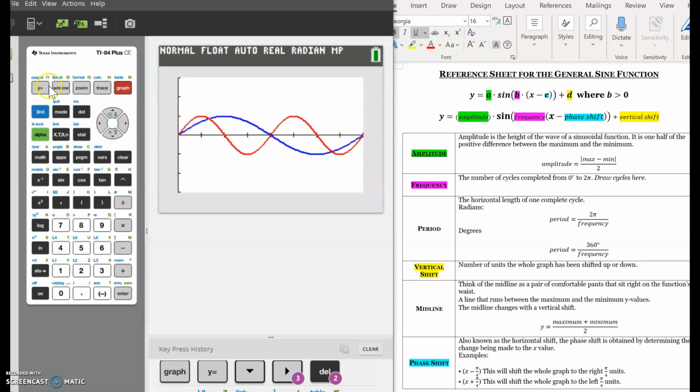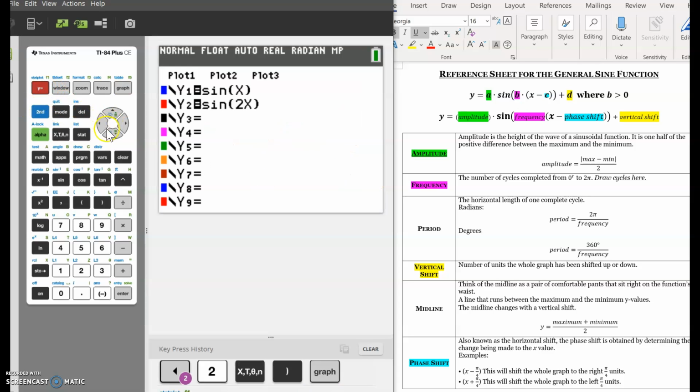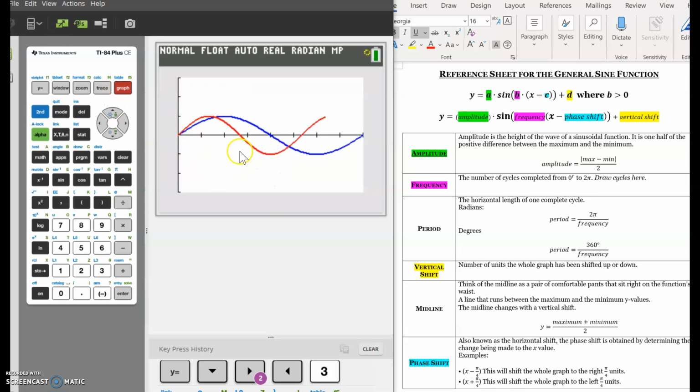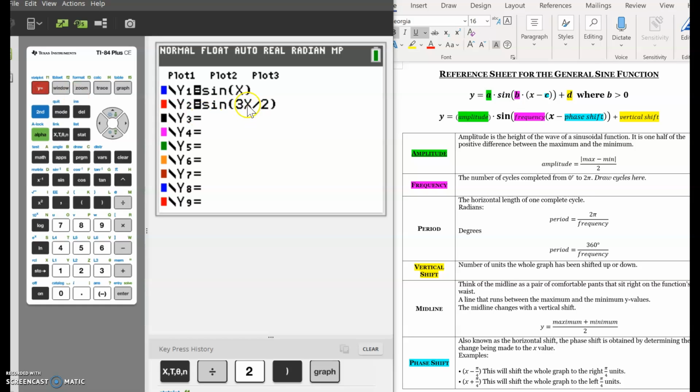Now, it doesn't always have to be a full cycle. So you can say, oh, this might have 1.5 cycles. So maybe you could put 2x divided by 2. Wait, that will be 1.5 cycles. There you go. So you have 1 and another half. Okay. So the frequency for that function would be 1.5.